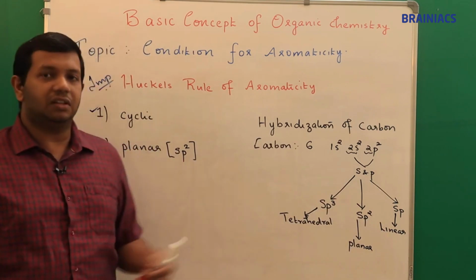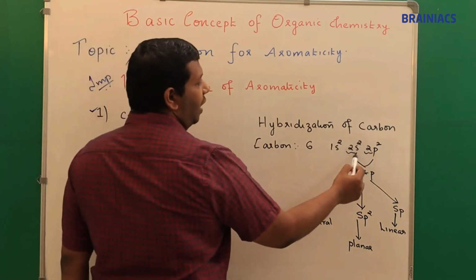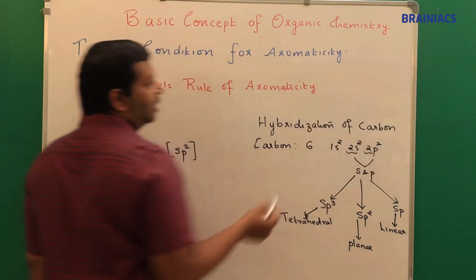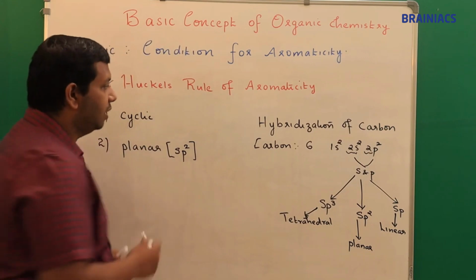Now I will tell the shortcut. What is the valency of carbon? The valence shell is 2, with 2 electrons in s and 2 in p. So in total there are 4 valence electrons. So the valency of carbon is 4.